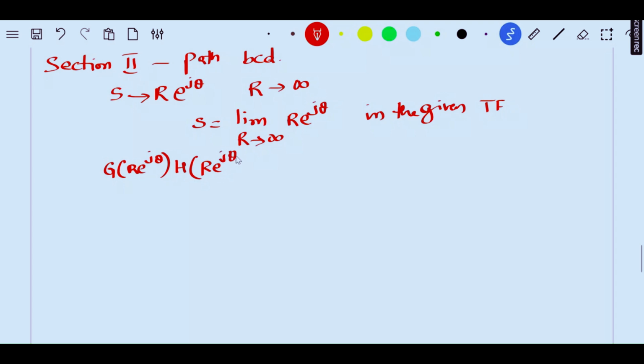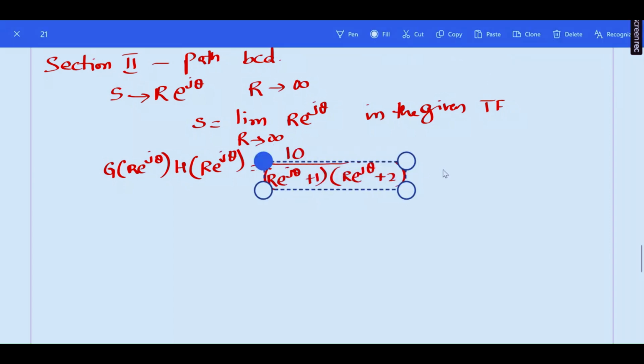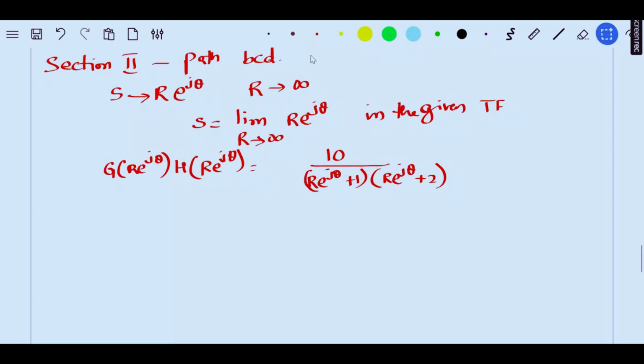r e power j theta equals 10 divided by, we have s plus 1, so it becomes r into e power j theta plus 1, times r into e power j theta plus 2, whereas the limit should be considered here, so I'll take the limit. So I'll push this entire thing a little bit to this side, and I write limit r tends to infinity.